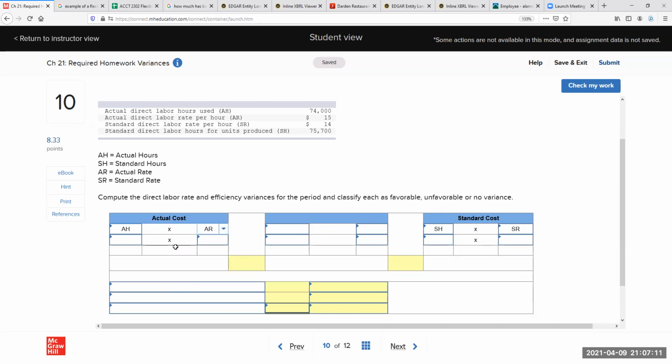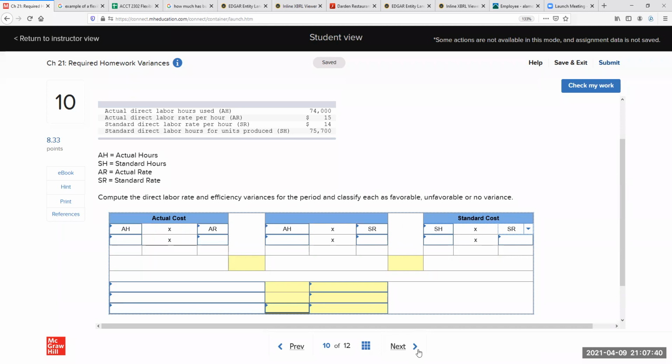So fill this in, and then in the middle, you're going to take the actual hours times the standard rate. So look what you're comparing. Actual hours is the same actual hours, so that's a constant. So you're comparing the rate on this side. So over here, this is the rate variance. But over here, actual hours, standard rate, standard rate. So on this side, we're comparing the hours that people worked, okay?